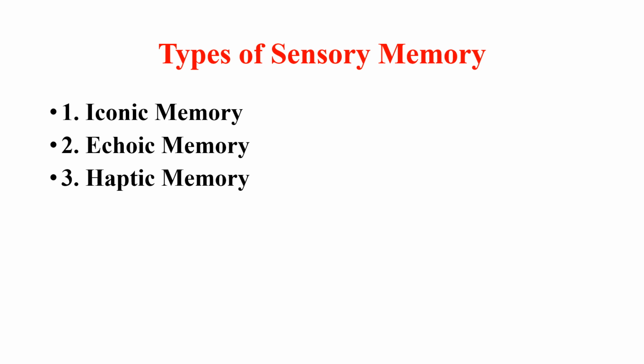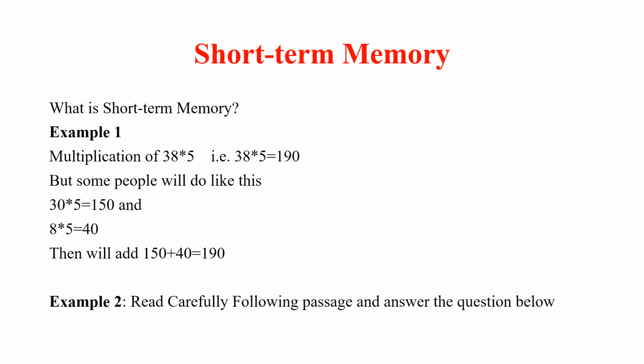Next, short term memory. So what is short term memory? Short term memory, or short, means less time, temporarily. If we have to store data for a short time, then we memorize it in short term memory. Also, if you want to recall any information temporarily, then you can memorize it in short term memory.